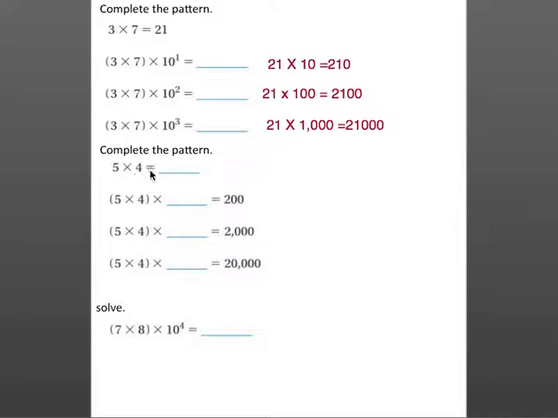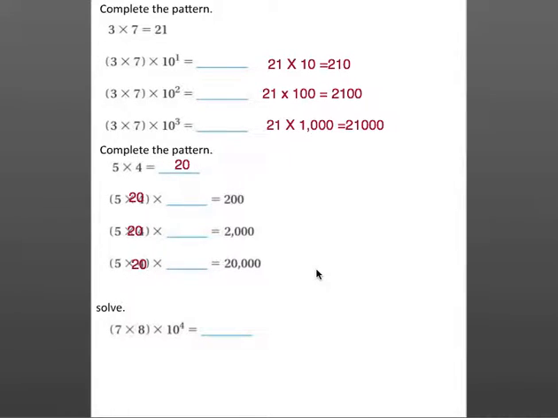We have another pattern down below. So we have 5 times 4. Well, 5 times 4 equals 20. So we know that each of these is 20. If I would write 20 over the 5 times 4, because I know that 5 times 4 equals 20, all I'm doing is replacing my 5 times 4 with 20.